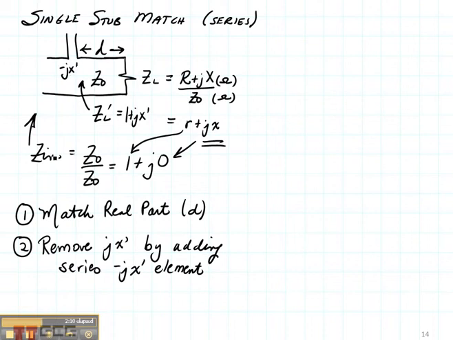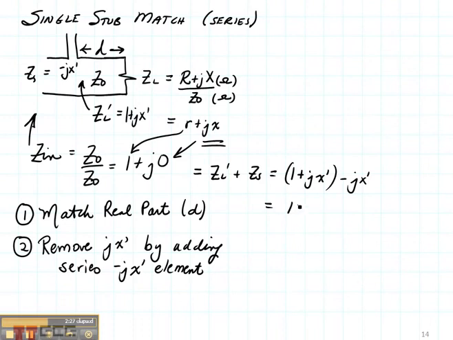What that means is that Zin is going to be ZL prime plus Z of the stub, and that's going to be 1 plus jX prime minus jX prime, which gives us 1 plus j0, which is the input impedance that we wanted. These are the steps in order to do a series stub circuit.